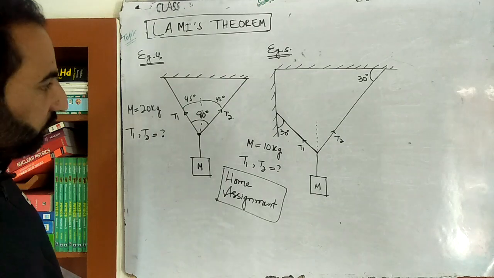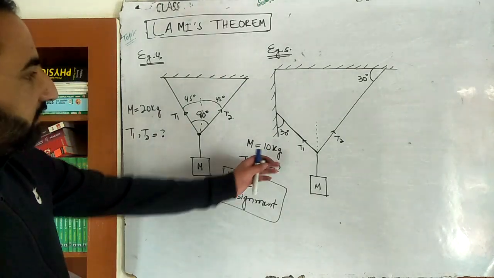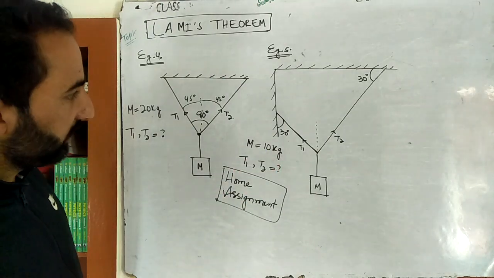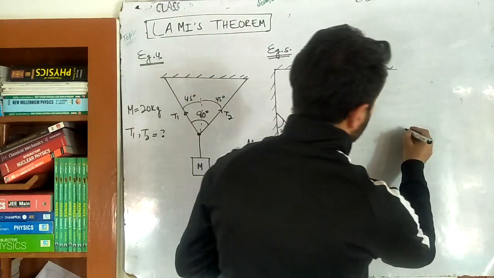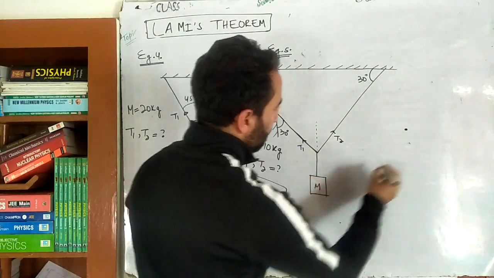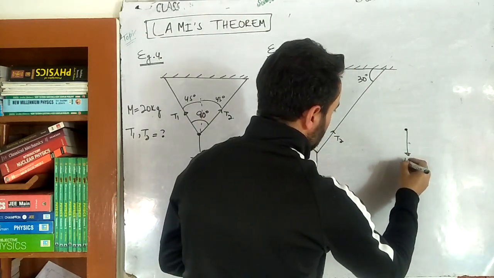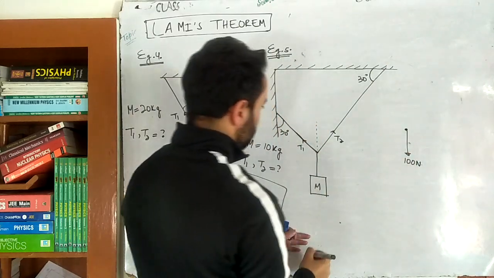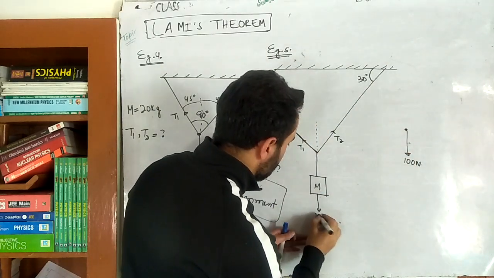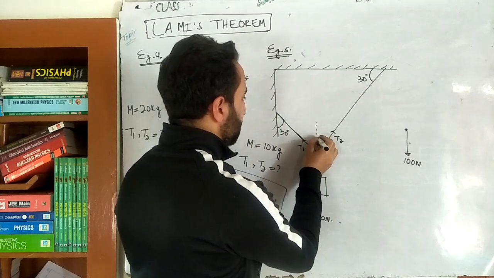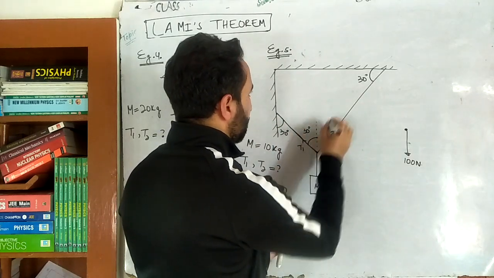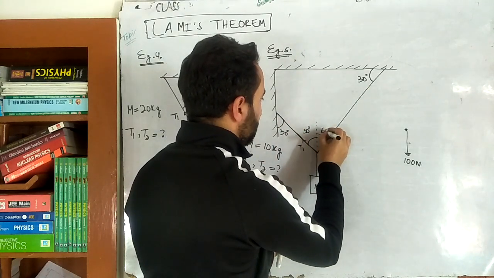Okay, I'm sure you can do this. Then example number 5 is also a home assignment. I'll show the free body diagram like this. Free body diagram is like this. Here, in the downward direction there will be a force equal to 100 Newton. That's the weight of the block. In this direction that's 100 Newton. This angle is 30, so obviously this angle will also be 30, alternate. This is 30, so this will be 60.